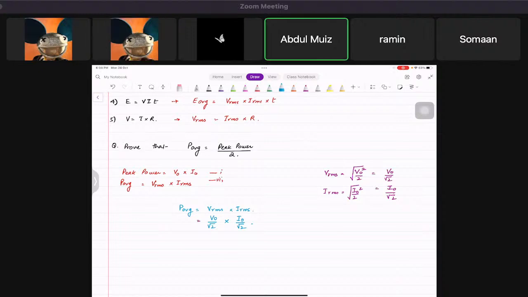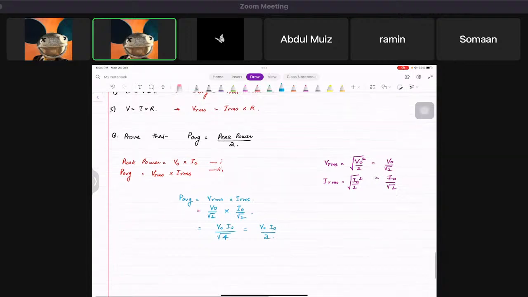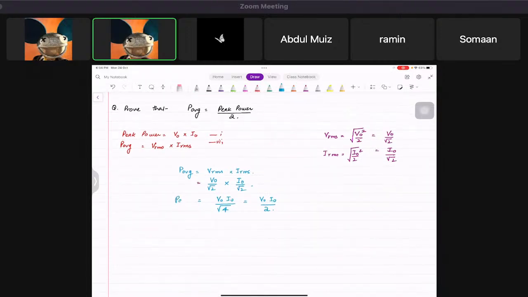Okay. Now we can multiply V naught and I naught together, and this will be under root 2 into 2, which is 4. So you can guess that V naught and I naught will be under root 4, which is just 2. And if you look closely, this V naught and I naught is right here, which is equivalent to peak power, which means the average power is equal to the peak power divided by 2. And that's what we wanted to prove.